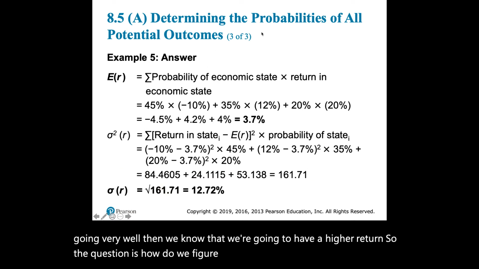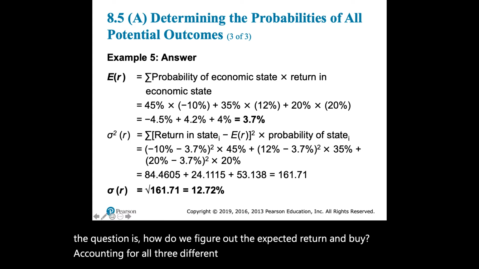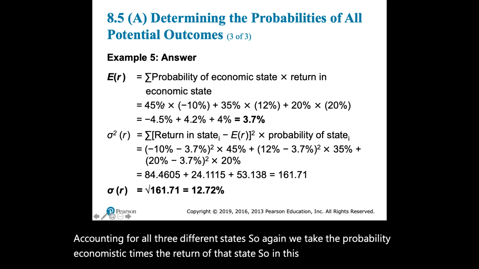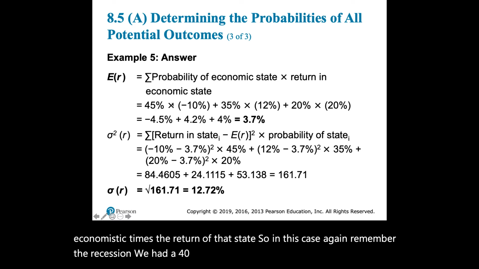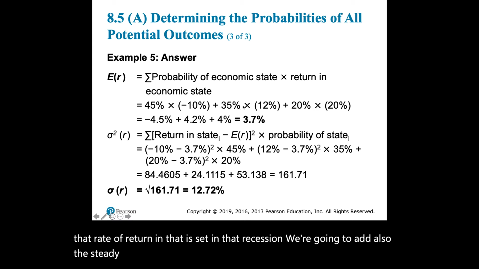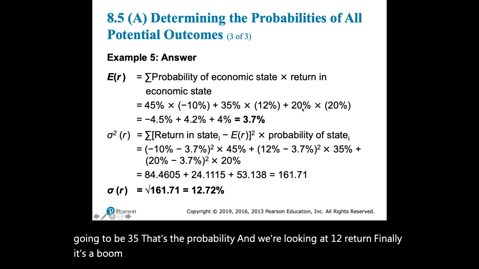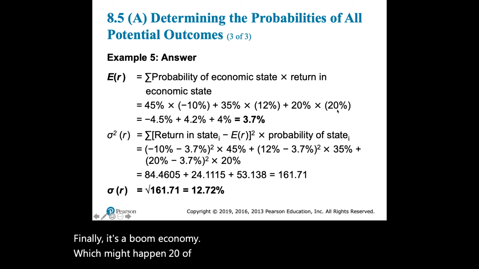So the question is, how do we figure out the expected return? By accounting for all three different states. Again, we take the probability of the economic state times the return of that state. In this case, remember the recession, we had a 45% chance there's going to be a recession, multiplied by that rate of return in that recession. We're going to add also the steady economy. So what happens in a steady economy? Well, likely it's going to be 35%. That's the probability, and we're looking at a 12% return. Finally, if it's a boom economy, which might happen 20% of the time, we get a 20% return.